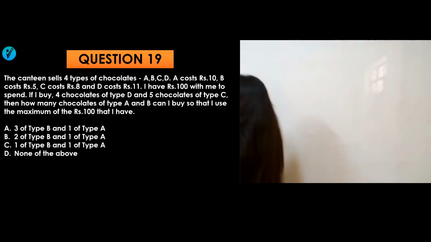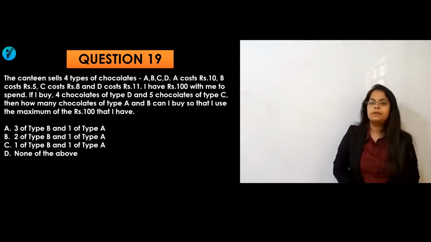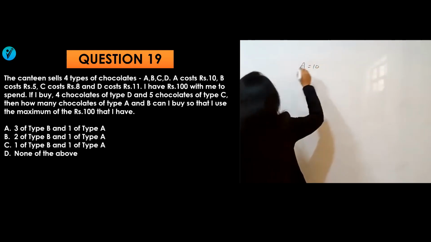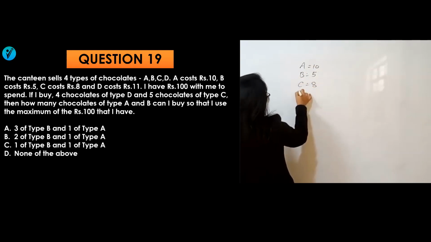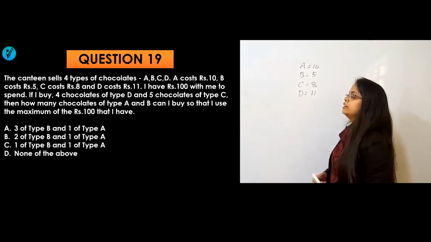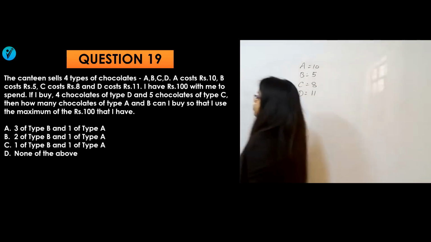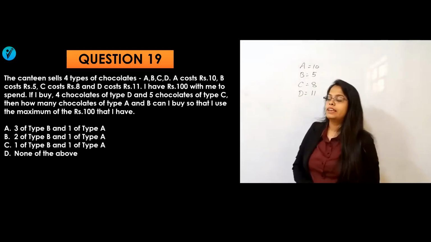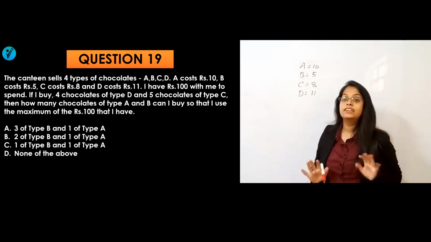What are they saying in this question number 19? The canteen sells 4 types of chocolates: A, B, C, D. A costs rupees 10, B costs rupees 5, C costs rupees 8, and D costs rupees 11. I have rupees 100 to spend. If I buy 4 chocolates of type D and 5 chocolates of type C, then how many chocolates of type A and B can I buy so that I use the maximum of 100 rupees?